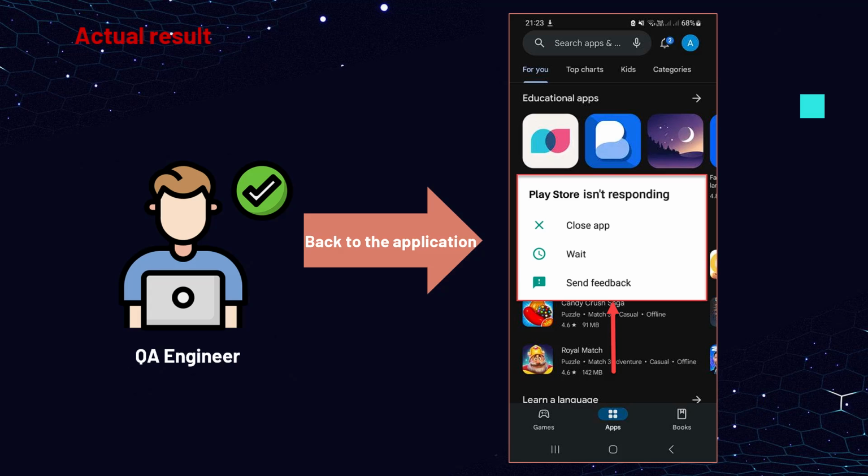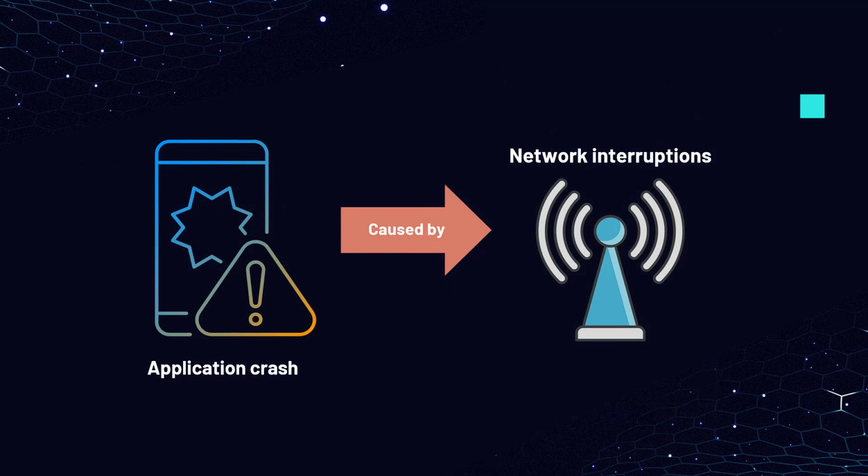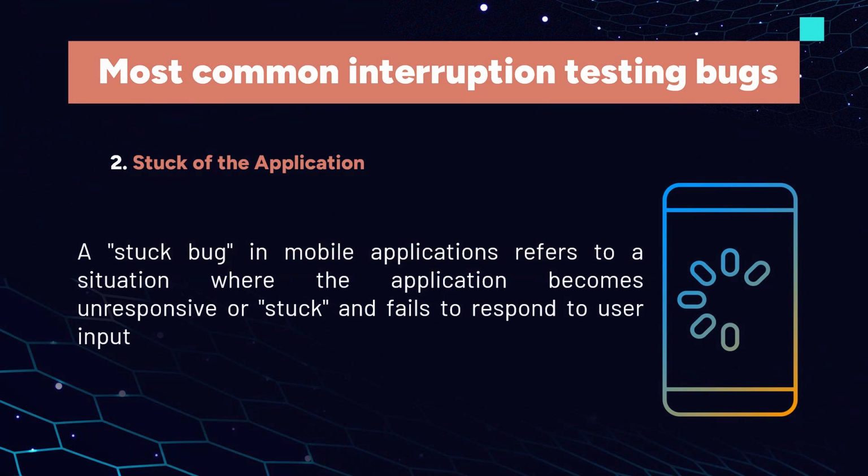Let's take a look at the second example. Example 2. Stuck of the application. A stuck bug in mobile applications refers to a situation where the application becomes unresponsive or stuck and fails to respond to user input.